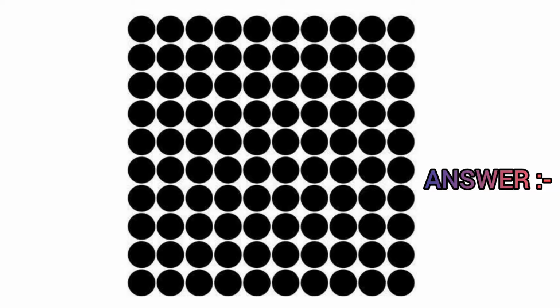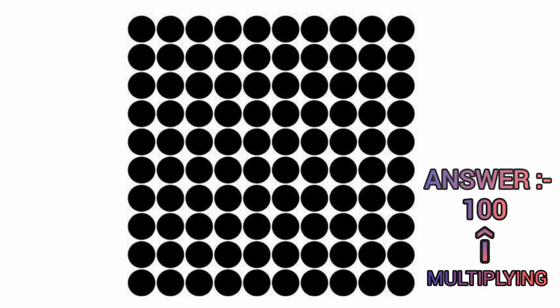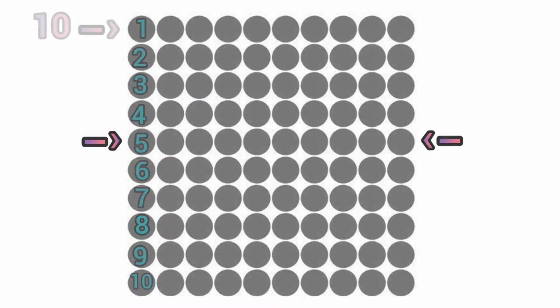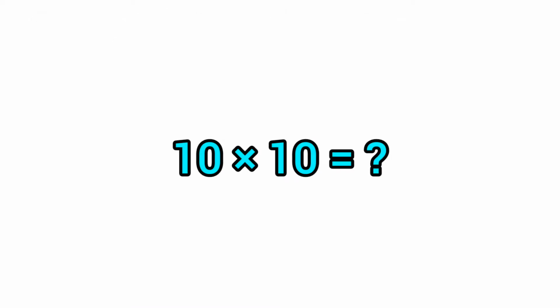Well, the answer is 100. We got the answer very fast because of multiplying. The top side has 10 circles and the left or right side has 10 also. So 10 into 10 is equal to 100, and that is multiplication.